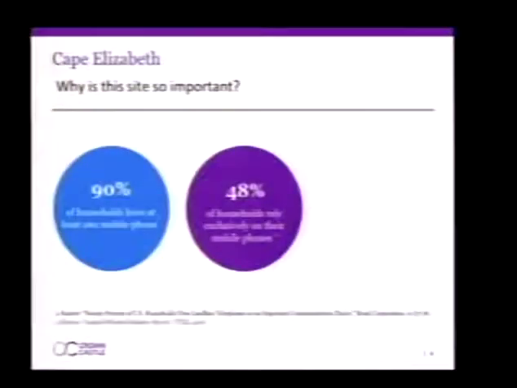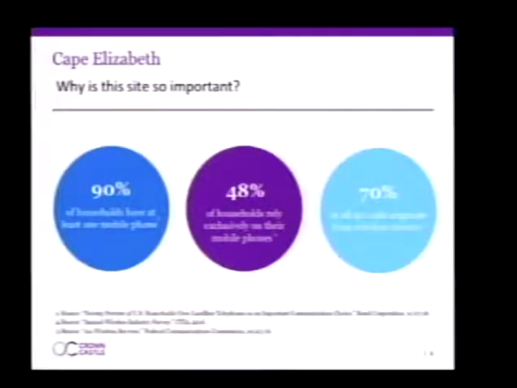What I want to touch on, very quickly, are three aspects: why this site is so important, what value Crown brings to the table, and the visual aspect. Again, why is this site so important? 80% of all households have at least one mobile device. 48% of all households rely exclusively on their mobile phones. They've cut the cord. And this, to me, is the big one: 70% of all 911 calls originate from a wireless device. Now, we looked earlier at the traffic count, 80,000 per day on this site, as well as it covers 1,000 households. So you can imagine the math associated with that.